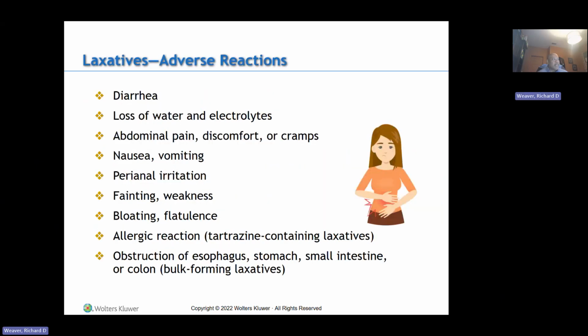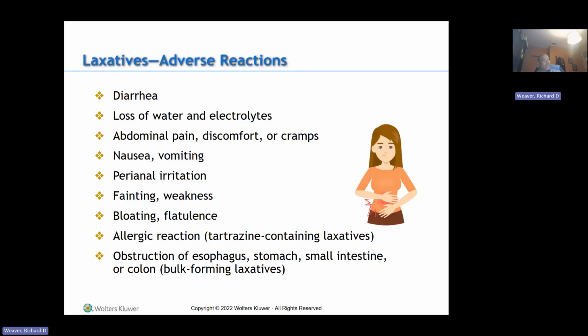In terms of the adverse reactions of laxatives, this can lead to diarrhea. Remember, we're trying to make these patients have a bowel movement. If it is diarrhea, it can lead to water loss as well as electrolyte loss.